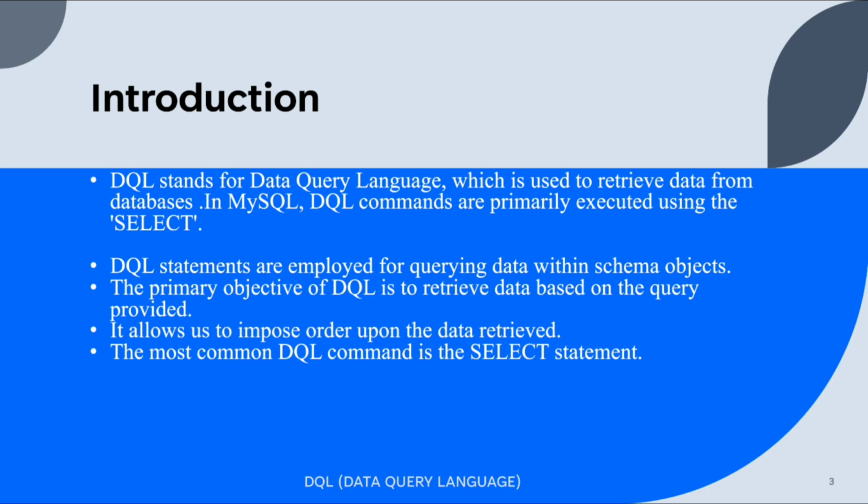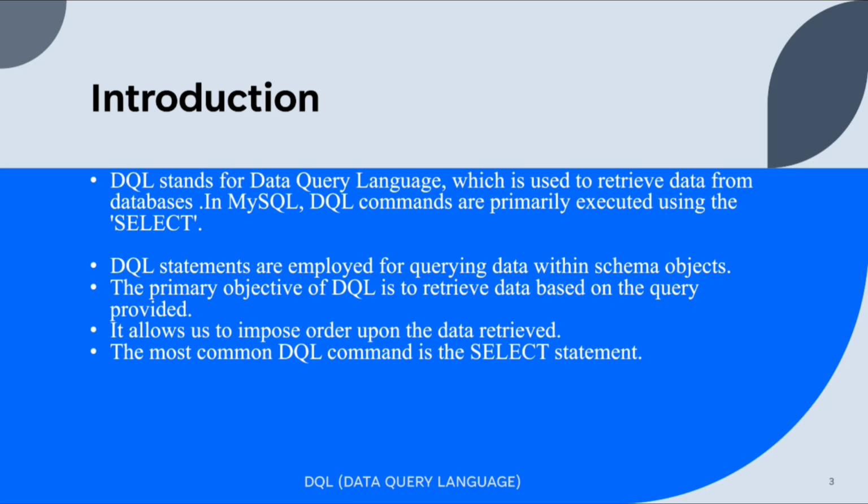A database is full of data, but if we need specific data, then what to do? Then we need to write a query. Now, some of you might be asking, what is a query? A query means a question, which is used to fetch data from MySQL. So we can create a query by using data query language or DQL, which is used to retrieve data from databases. In MySQL, DQL commands are primarily executed using the select command. DQL statements are employed for querying data within the schema object.